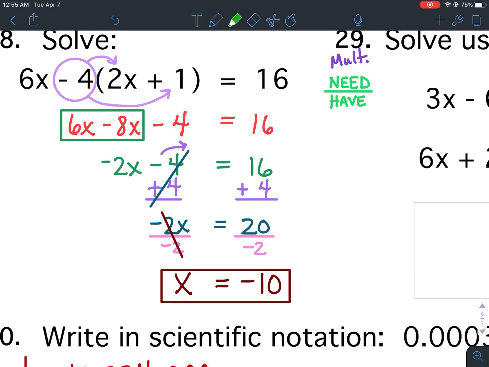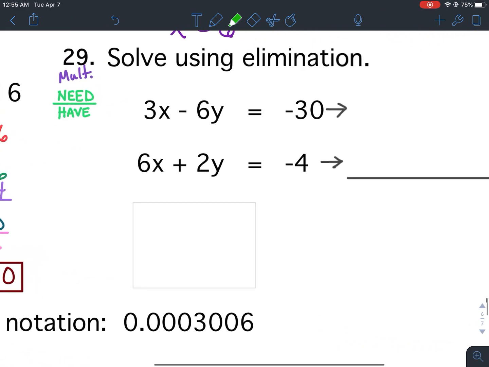Then I combine like terms. That's what the box there's for. Combining like terms, I got negative 2x minus 4 equals 16, which is now a 2-step equation. Get my constant term to the other side. It's a negative 4, so the inverse operation would be to add 4. By adding 4 to both sides, I got negative 2x equals 20. Divide both sides by negative 2 to isolate the variable, and you get x equals negative 10. Number 29.